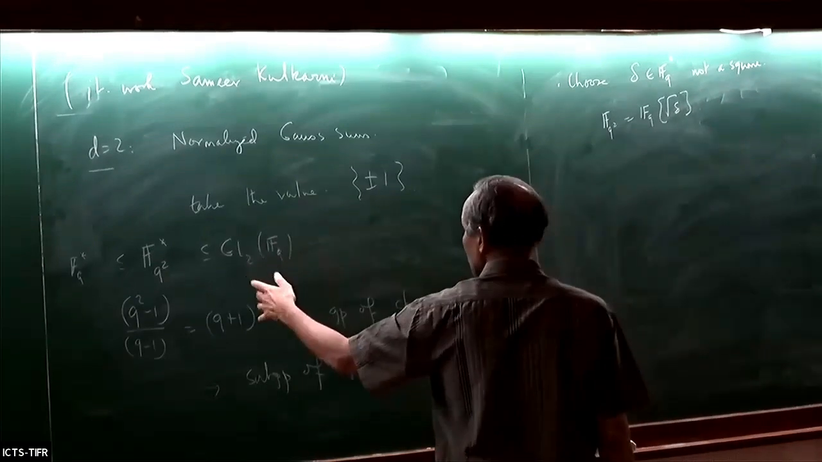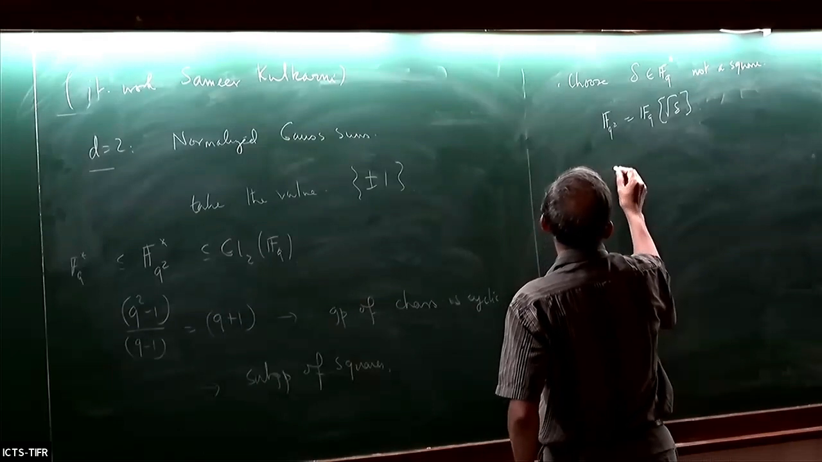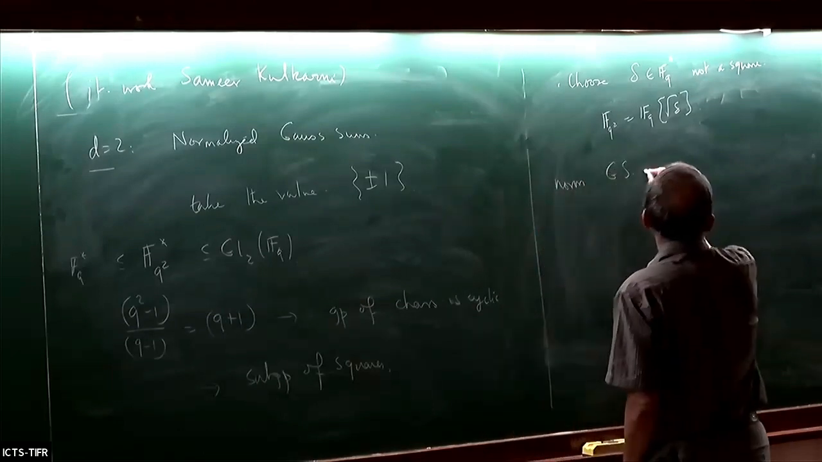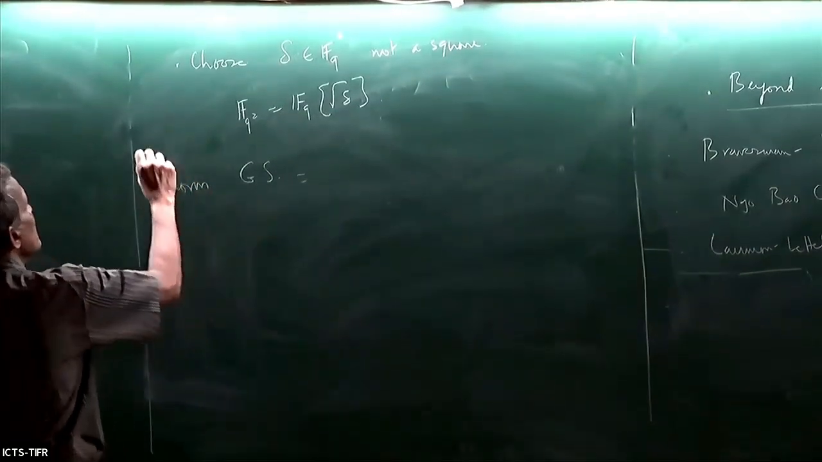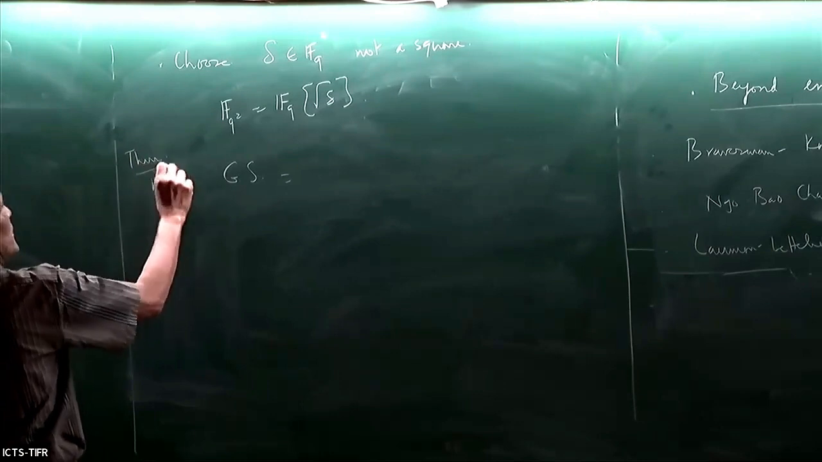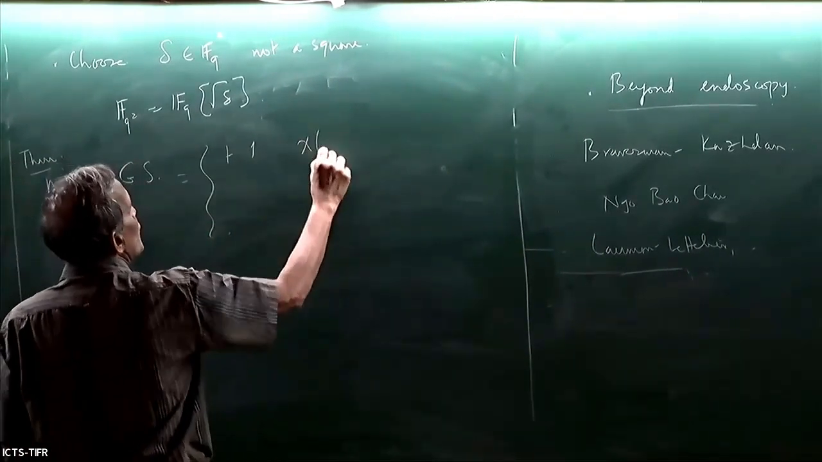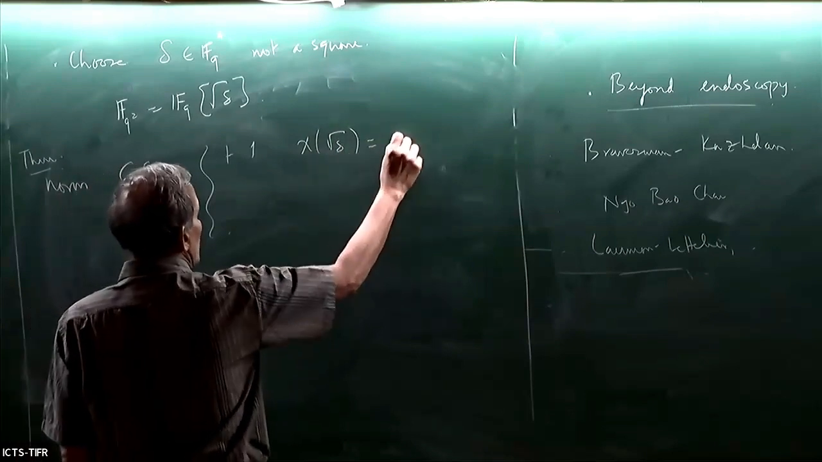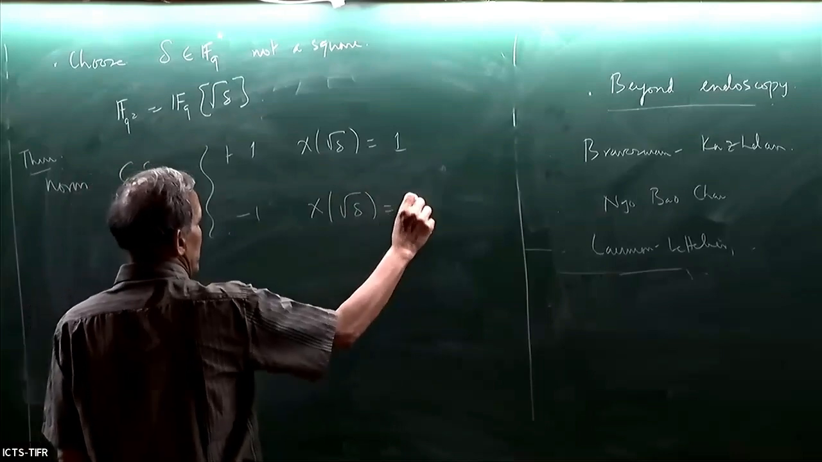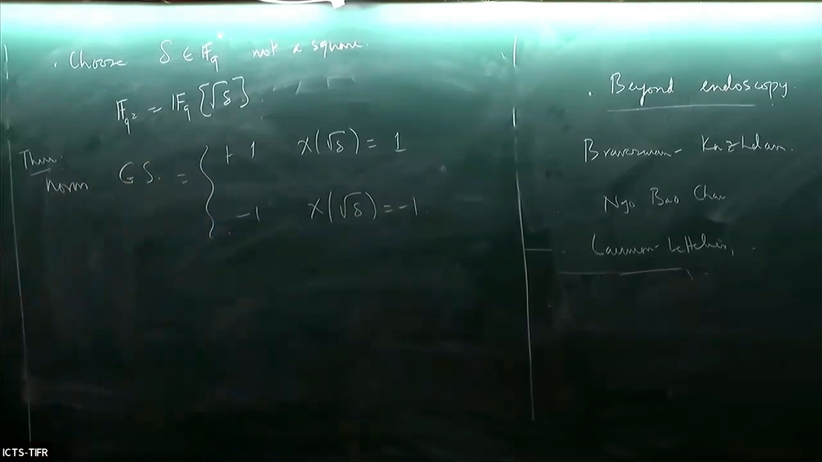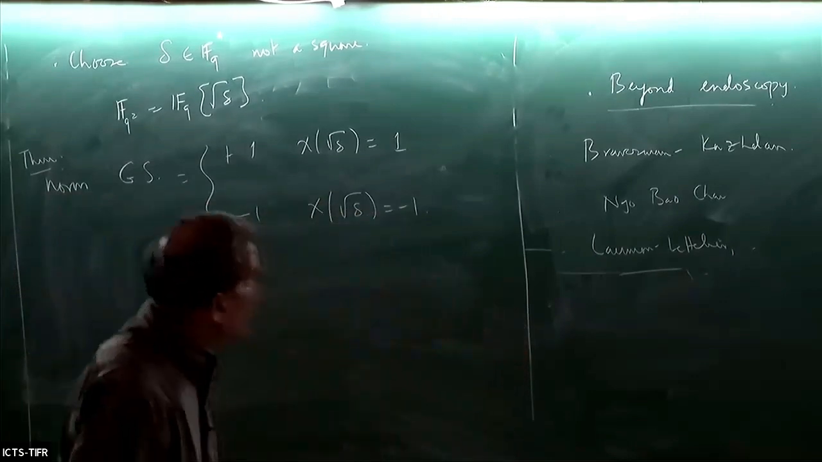So then what we get is that the normalized Gauss sum is equal to, so this is a theorem. Okay, so let's say theorem. It is equal to plus 1 if chi of square root delta is equal to 1, minus 1 if not. Okay, so that would be there in the F_q squared star.